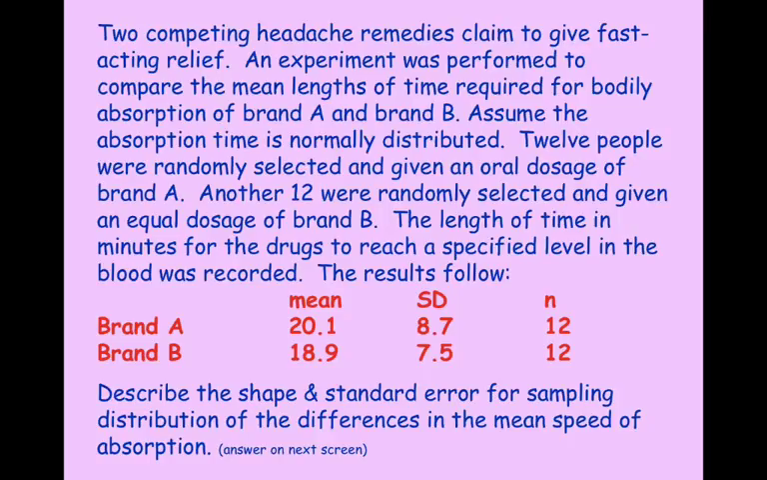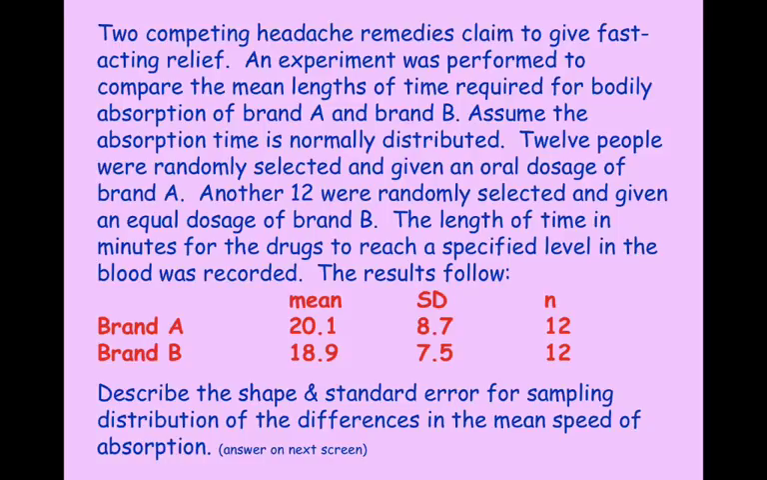12 people were randomly selected and given an oral dosage of brand A. Another 12 were randomly selected and given an equal dosage of brand B. The length of time in minutes for the drugs to reach a specified level in the blood, whatever that level is for bodily absorption that shows that the remedy is working, was decided. And the following were the results.